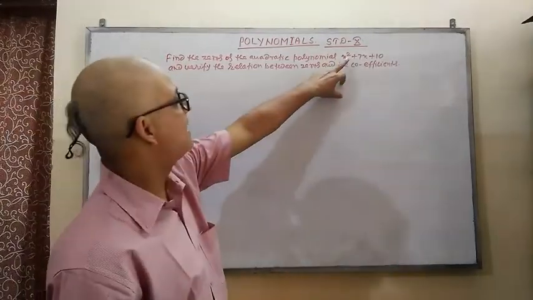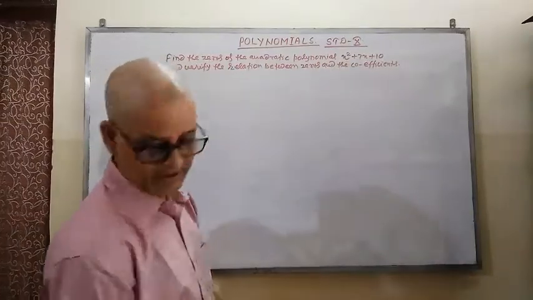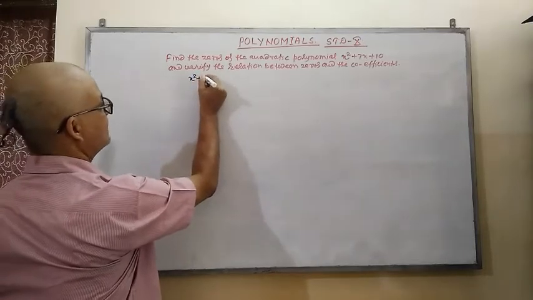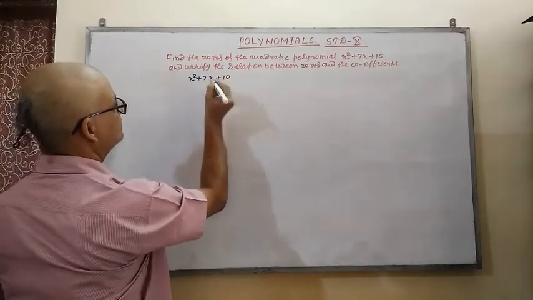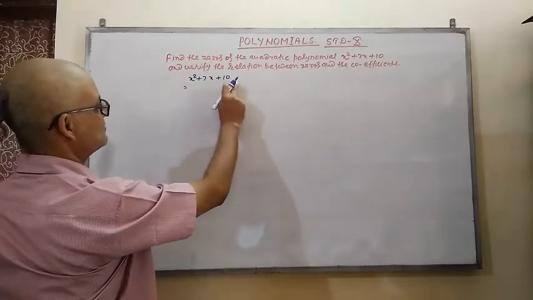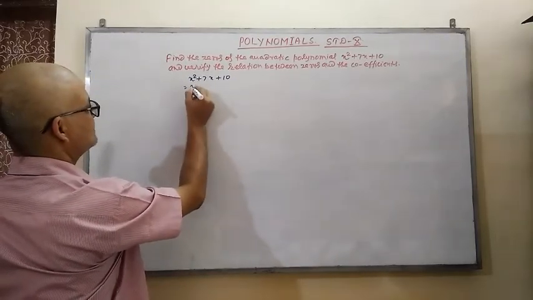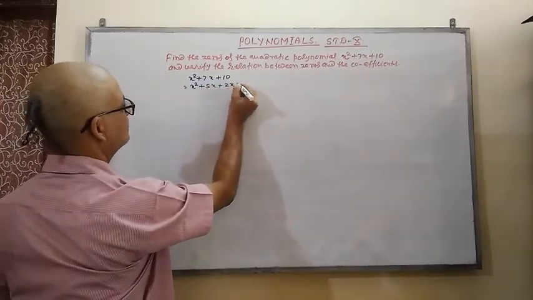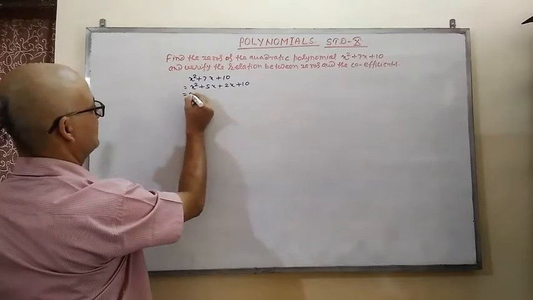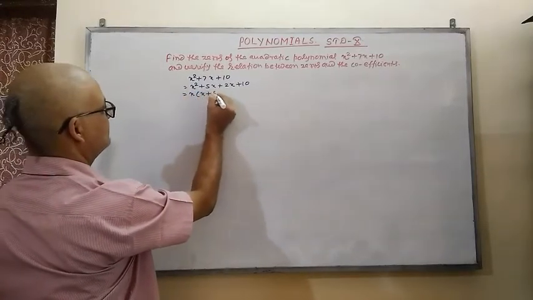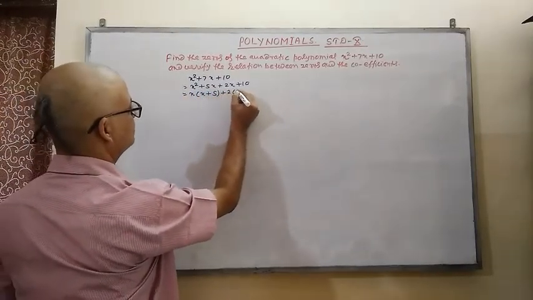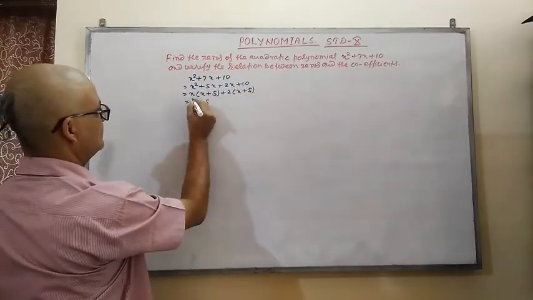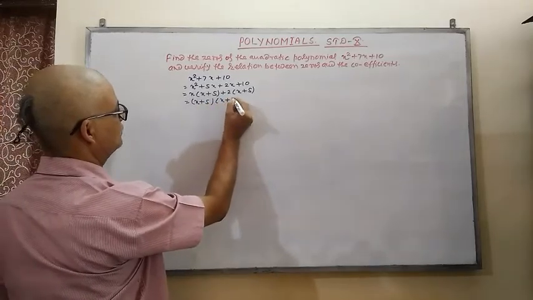Now first part, find the zeros of this polynomial. So x square plus 7x plus 10. First we will factorize this one. This is trinomial factorization. x square plus 5x plus 2x plus 10. Now x common, x plus 5, plus 2 common, x plus 5. That is equal to x plus 5 into x plus 2.